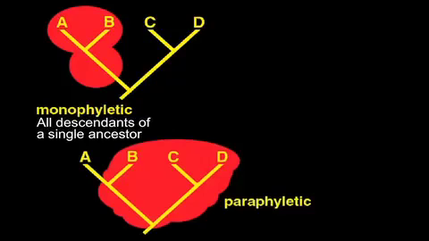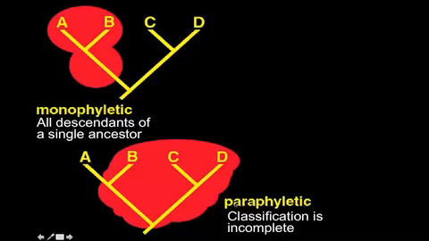Now, a lot of classifications that have been made based purely on physical characteristics turn out not to be so great. Sometimes people use a term that implies common ancestry to these three species, but it leaves out the fourth. It's incomplete, so it's said to be paraphyletic. The classification is incomplete because the term we use does not include all the descendants of this common ancestor up here.